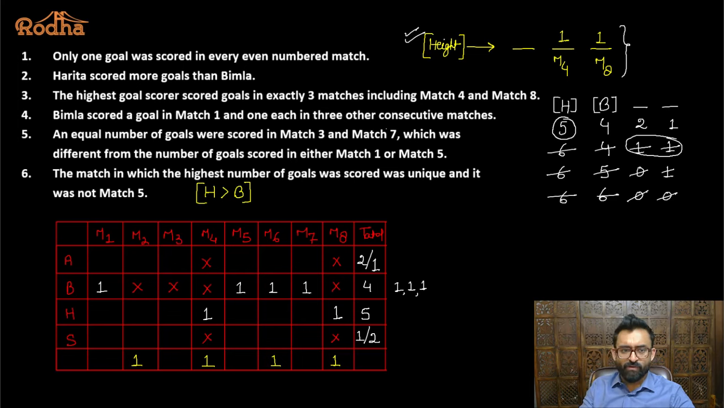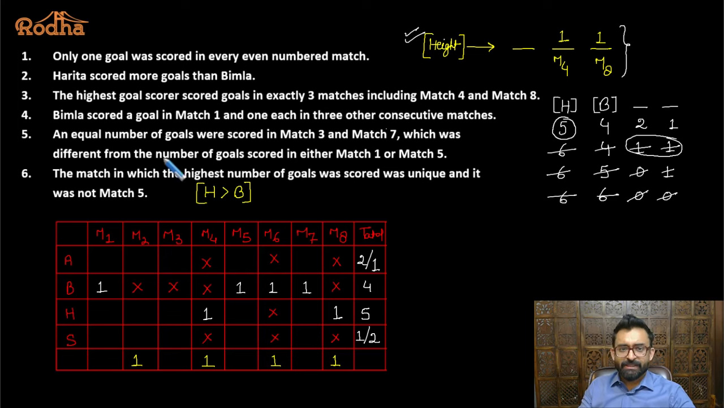Why? Because one goal was scored by Harita in match 4 and match 8. And Bimla scored one goal in match 6, which is going to have a total of one goal. So this cannot be the case where anybody else is going to score any more goals. Is there anything which you can conclude from this? No. The rest of the matches are already taken care of. So this is what we can conclude from this information as of now. 2-1, 5-4 and 1-1 we have already taken care of. So let's erase it now. It's not necessary to write anything now. Okay, this is what we have as of now.